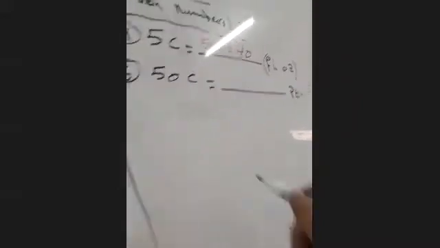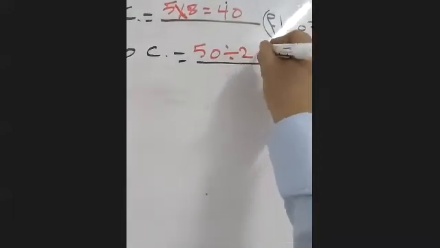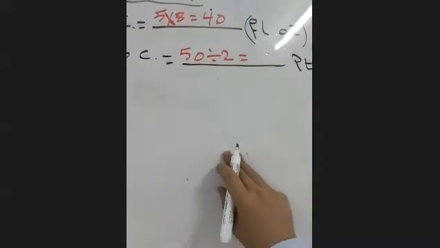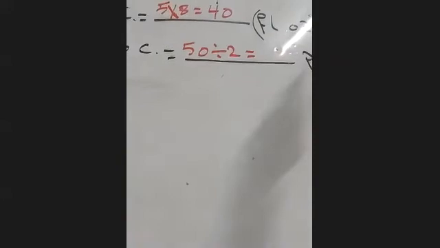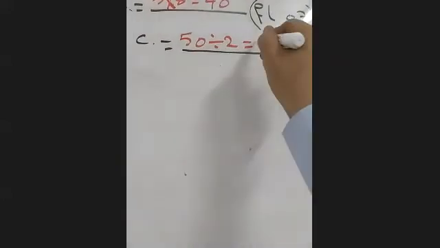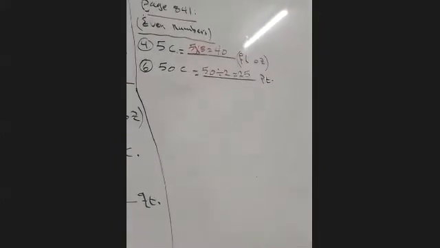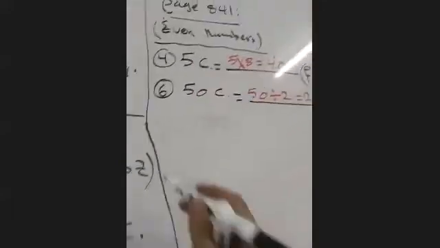So here I will do 50 divided by 2. How much? 25. So the 50 cups is 25 pints. Question 8.